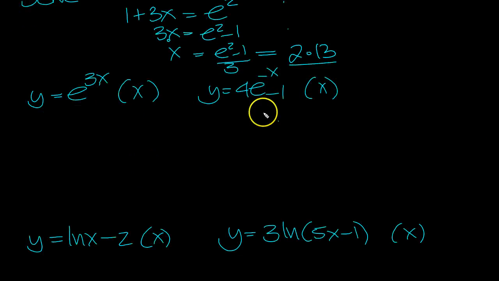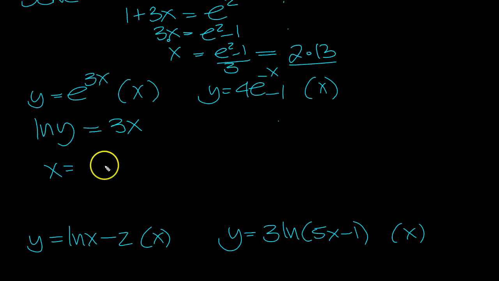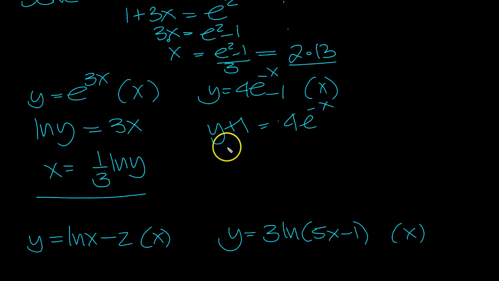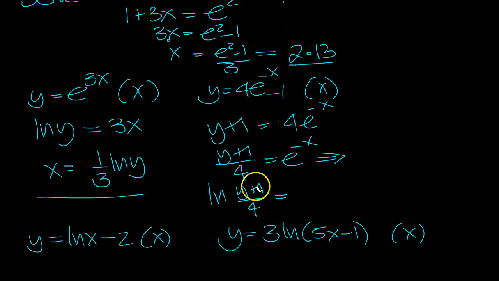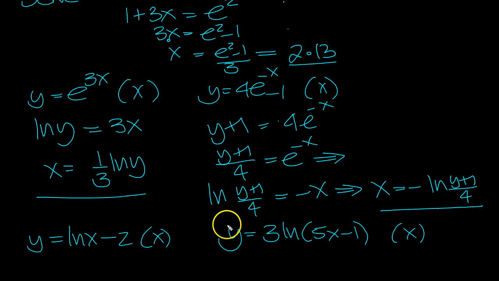Next example then. Make x the subject. Write down this in log form, log e of y, that's log base e, that's how we write it, is 3x. So x will equal log y over 3, or 1/3 ln y. This one, move the 1 over, 4e to the minus x. Now move the 4 underneath. So y plus 1 all over 4 is equal to e to the minus x. Now write this in log form, log base e of y plus 1 over 4. That swings down to be the base of the log. The minus x drops down to ground level. So x is equal to minus ln of y plus 1 over 4. Okay, good.